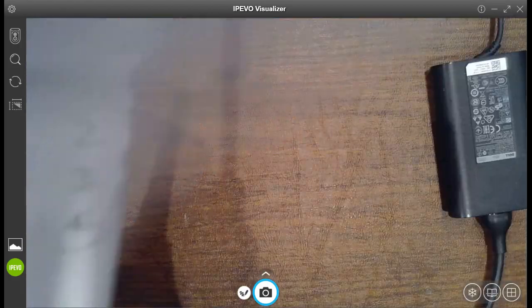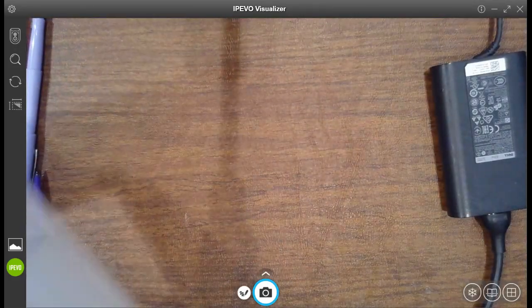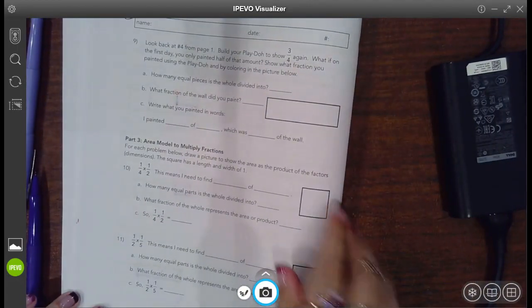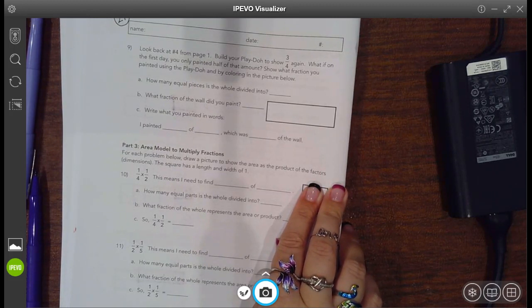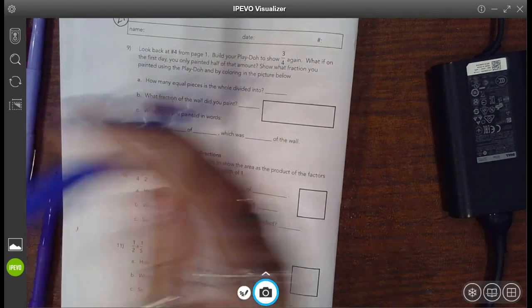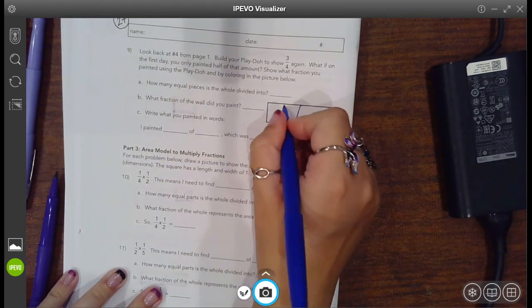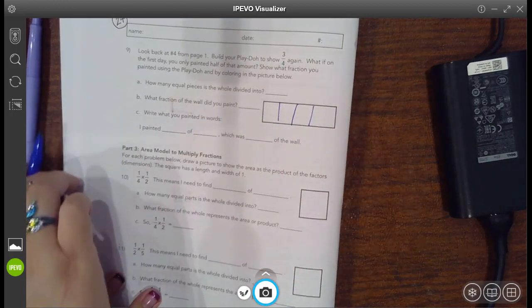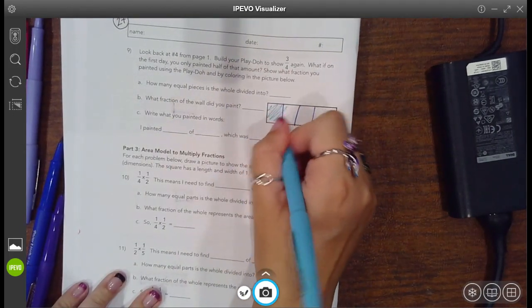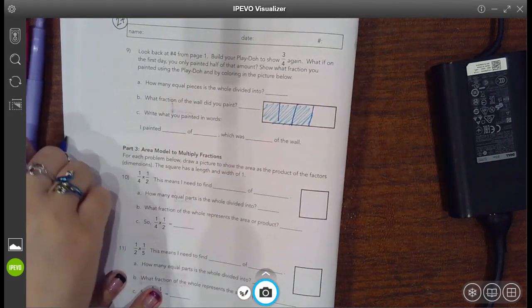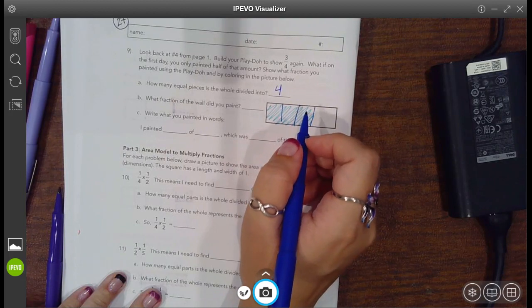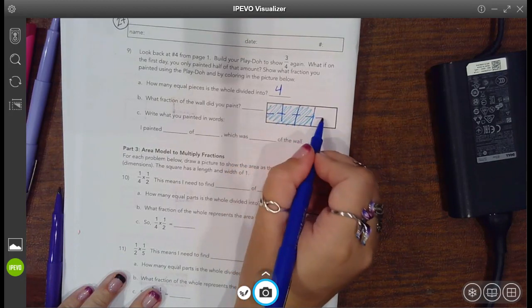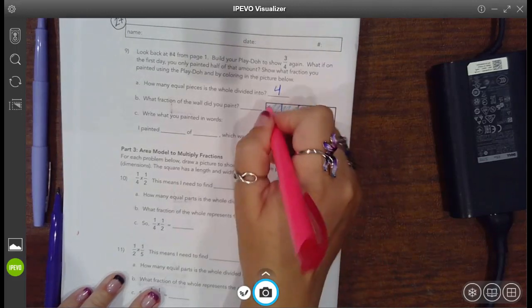Okay, if we turn the page, this one says back at number 4, we started with 3/4. So for 3/4, let's go ahead and draw that. I cut it in half, and then each of those halves in halves, and 1, 2, 3 of those 4 equal pieces. Okay, so the whole wall is divided into 4 pieces. And then we only painted half of that amount, which is right here.